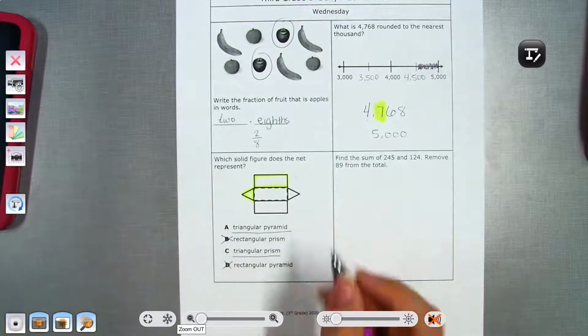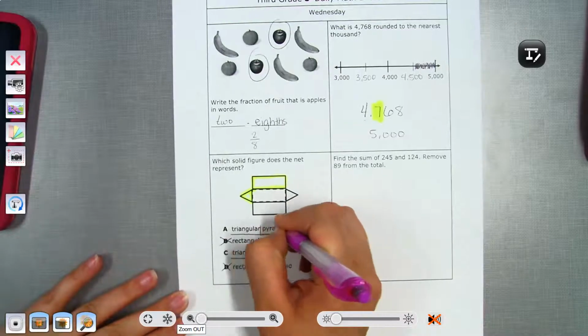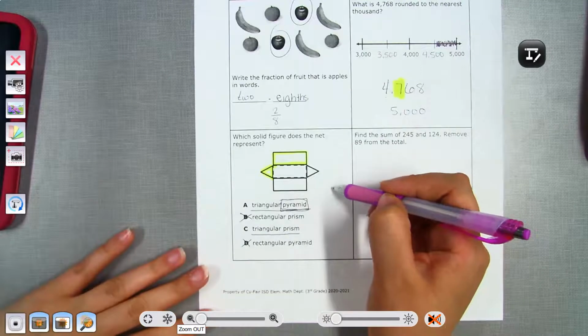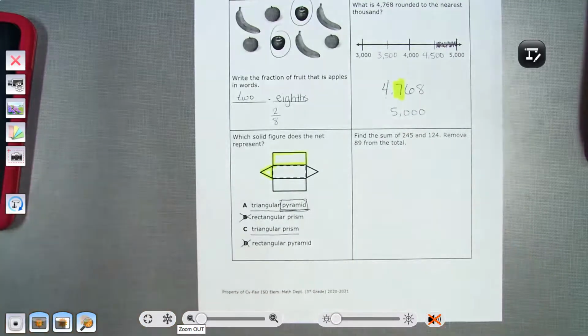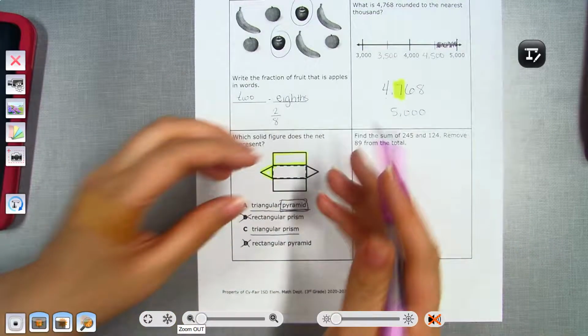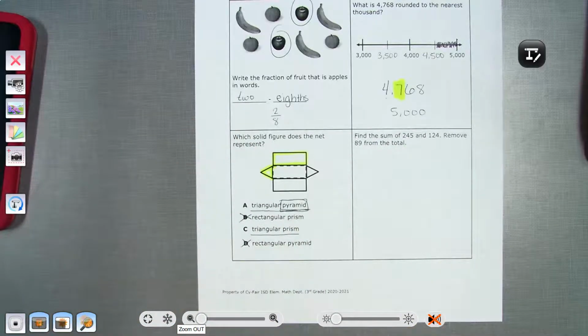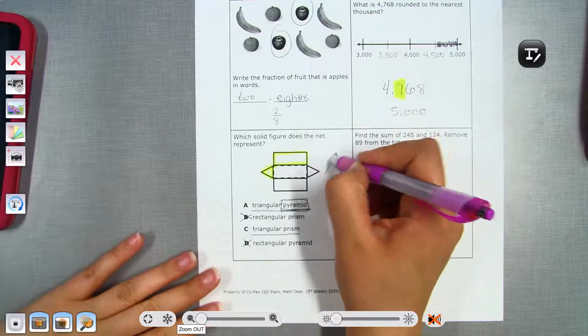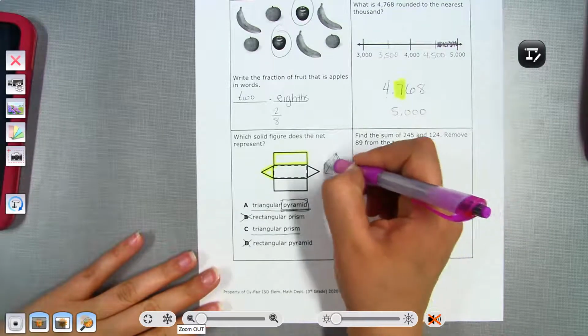So let's talk about a pyramid. So a pyramid is something that when you fold this up, it's going to have a point at the very top. It's going to have one point and then it's going to go down. So this is kind of a pyramid.